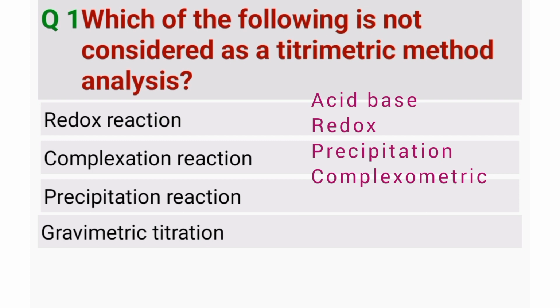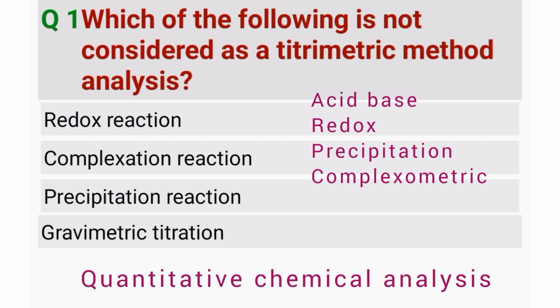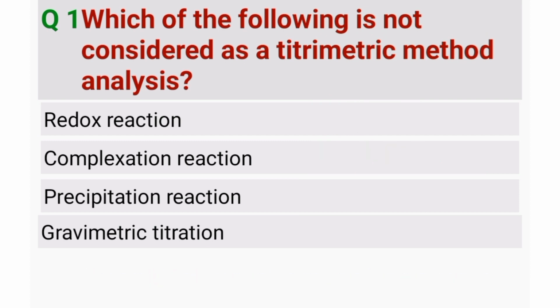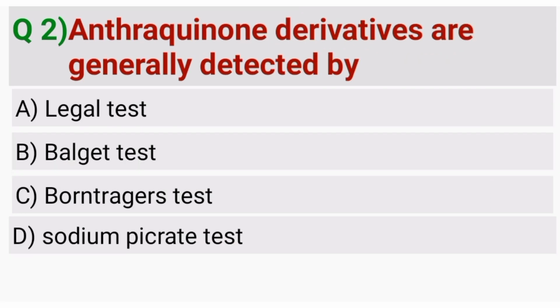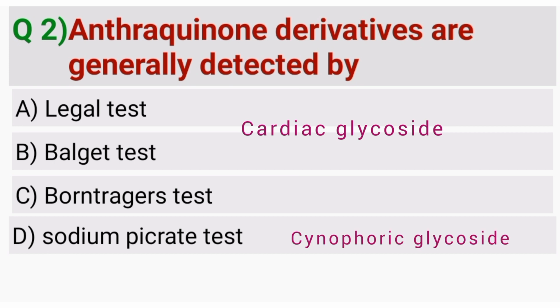Okay, then gravimetric titration is a quantitative chemical analysis. Hence, the answer is gravimetric titration. Question number 2. Anthraquinone derivatives are generally detected by, options are Legal test, Baljet test, Bornträger's test, and sodium picrate test. Here, Legal test and Baljet test are used to detect cardiac glycosides. Sodium picrate test is used to detect cyanophoric glycoside, and Bornträger's test is used to detect anthraquinone derivatives. So the answer is Bornträger's test.